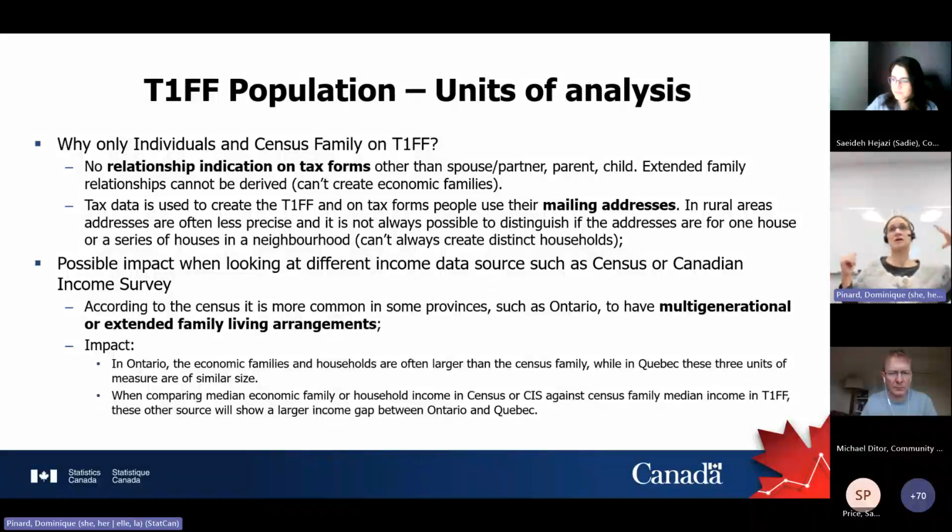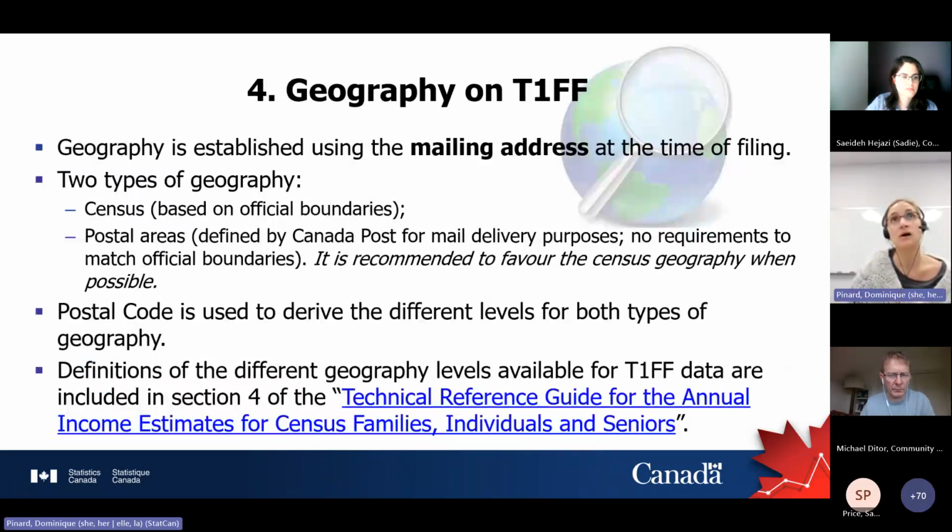So you can see here on the Ontario side, you would include, let's say, 5 people, because you have 2 grandparents, a parent and 2 kids together. And then in Quebec, you would have only the parent and 2 kids together. So you can see how the income comparison can become a little tricky when you try to compare households and census family. So I think that covers the population framework.